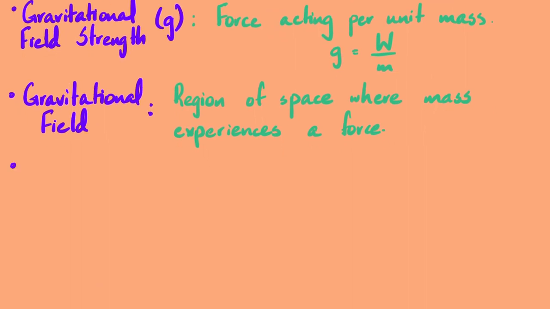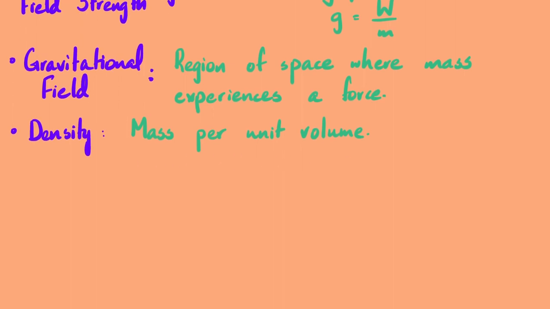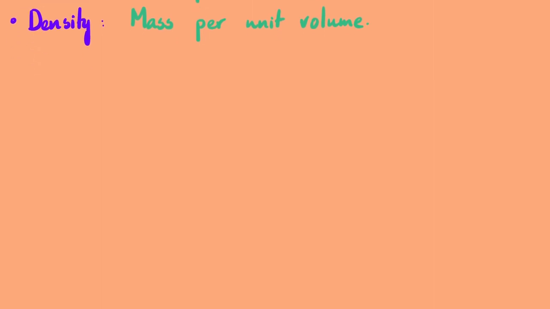On to some more ideas. So now we're on the idea of density. Again, this is really straightforward, and this is just the mass per unit volume. Again, more ideas are related to how to measure density for liquids and regular and irregular solids.